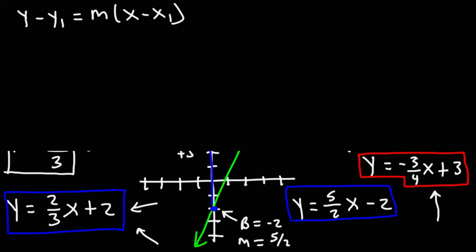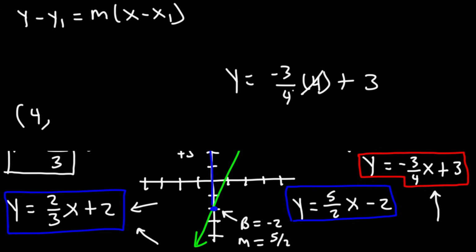We already know the slope. It's negative 3 over 4. Let's pick a point, a value for x. The value for x that I'm going to choose is going to be either 4 or a multiple of 4 because of this denominator. So I'm going to choose my x value as 4. If I plug in 4, what will I get for y? 4 divided by 4 is 1. I'll get negative 3 plus 3 is 0.